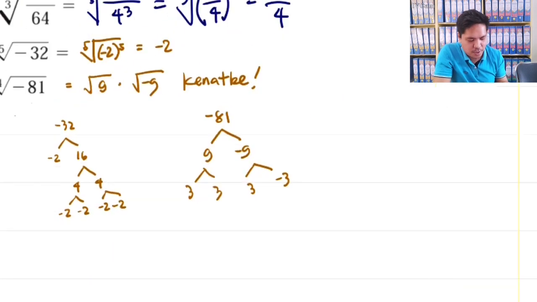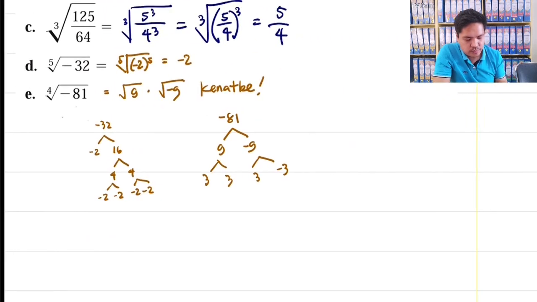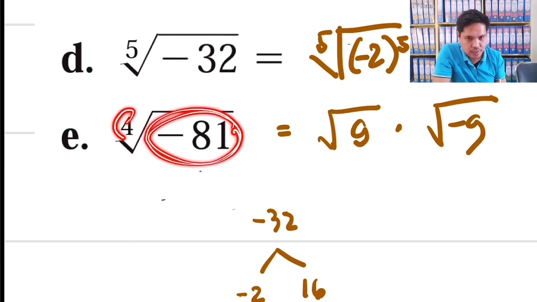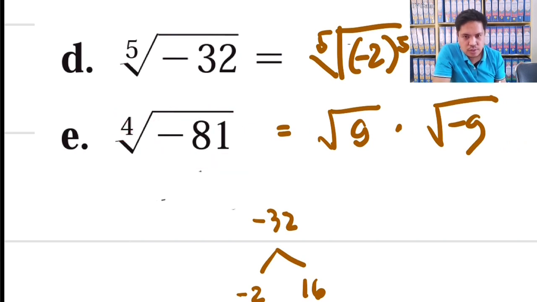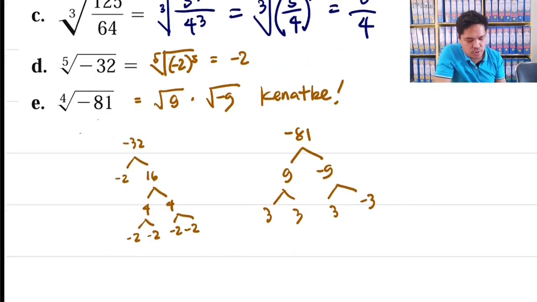Okay. Ayan. By the way, it happens if negative yung ano natin, yung radicand, tapos even yung index. So di pwede. Ito okay lang kasi odd naman siya. Odd yung radicand. So okay lang odd yung index. So okay lang maging negative yung radicand.